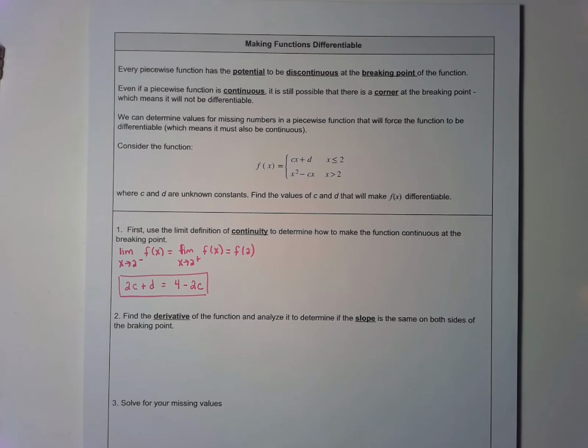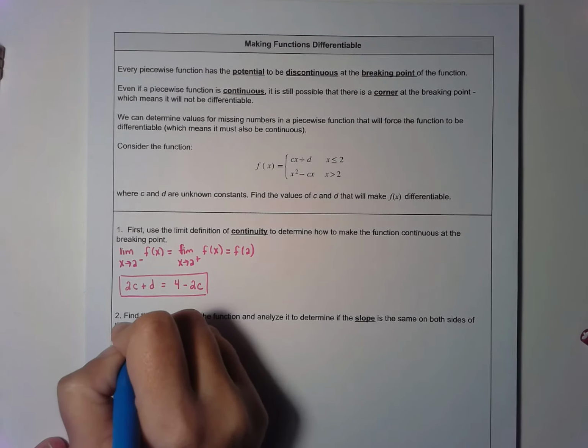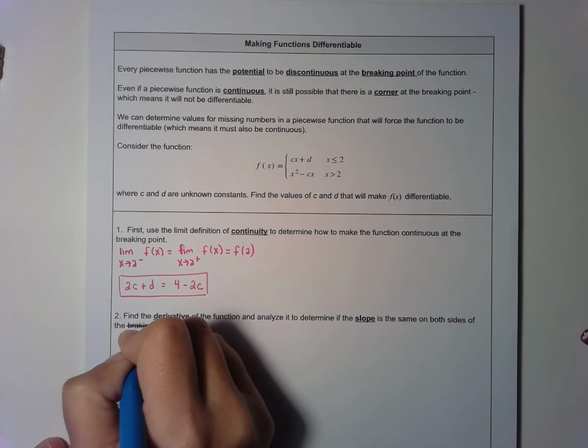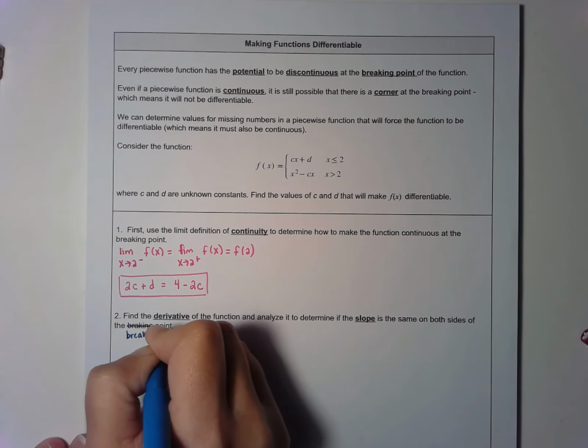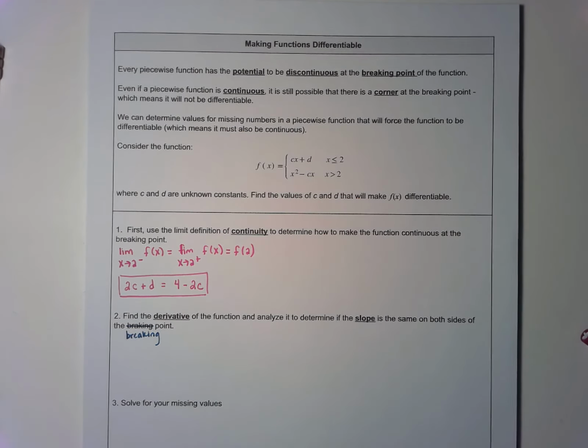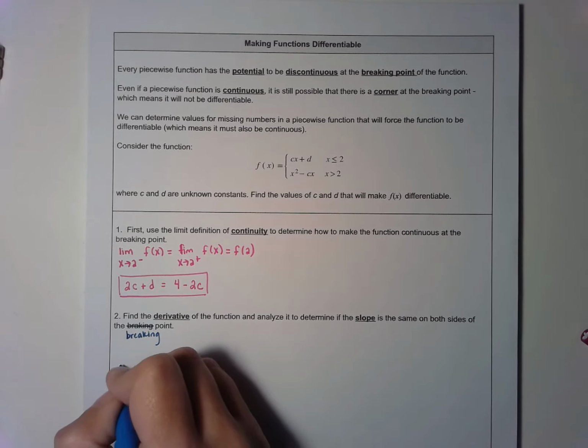Next, we need to find the derivative and analyze it to determine if the slope is the same on both sides of the breaking point. And I spelled this wrong. I apologize. This should be breaking, B-R-E-A-K-I-N-G. So in this case, let's find the derivative.